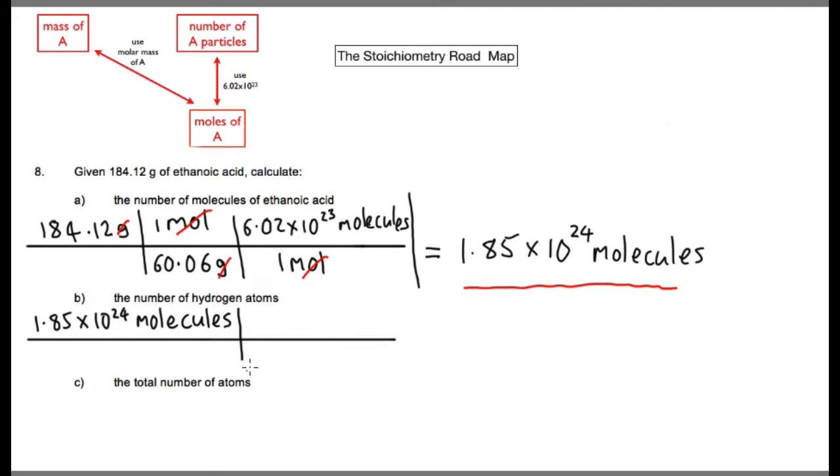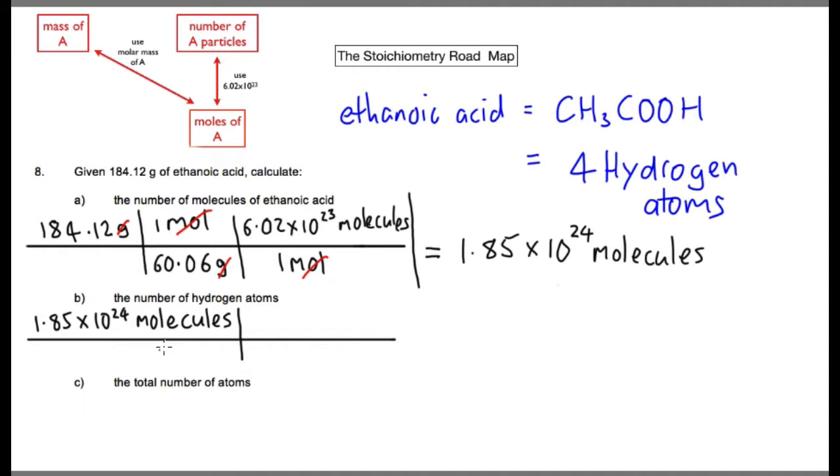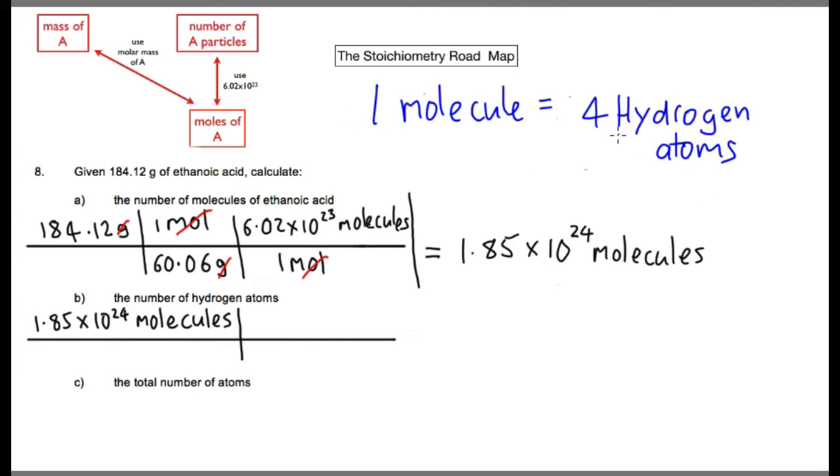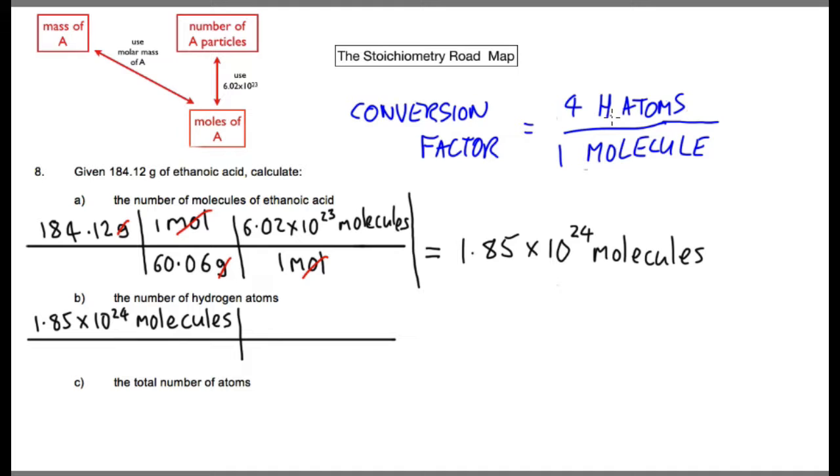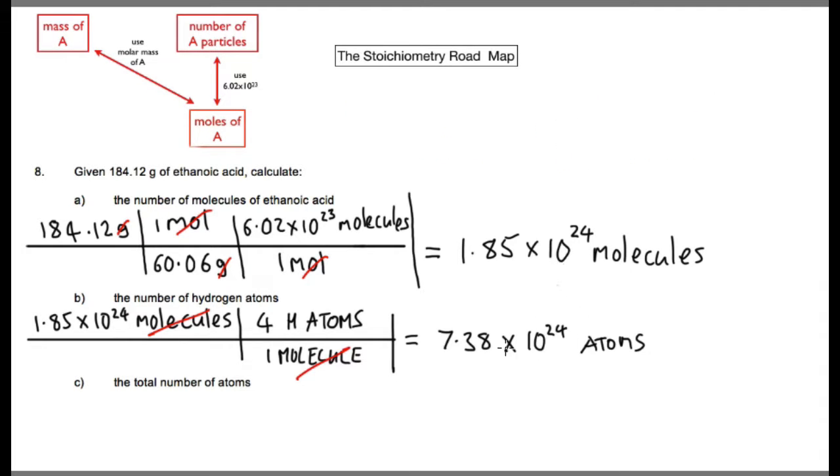For the number of hydrogen atoms, we know we have this many molecules, and we know that ethanoic acid has 4 hydrogen atoms, so 1 molecule has 4 hydrogen atoms. The conversion factor would be 4 hydrogen atoms over 1 molecule. The hydrogen atoms goes on top in the conversion factor because it's what we want to find. It gives us 7.38 times 10 to the 24 atoms. And we keep the 3 sig figs because that's what we used from our last question.